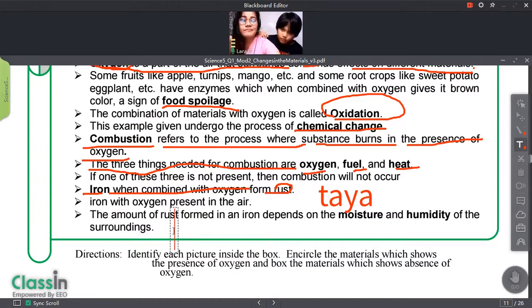Because chemical change or oxidation and combustion need siya og oxygen, fuel, and heat. Pero kanang rust is combined with oxygen. Kung ang iron makombine sa oxygen, muna siyang mataya. Labi na ang mga puthaw nga paulanan, dili pasagdan, munang mataya.